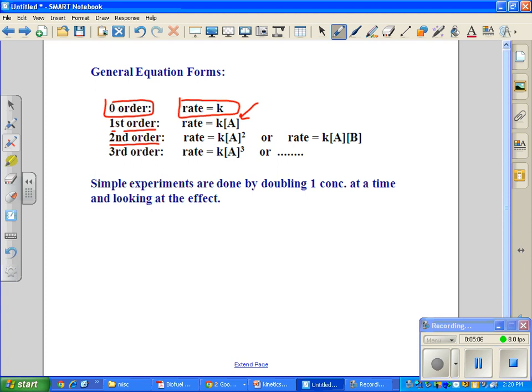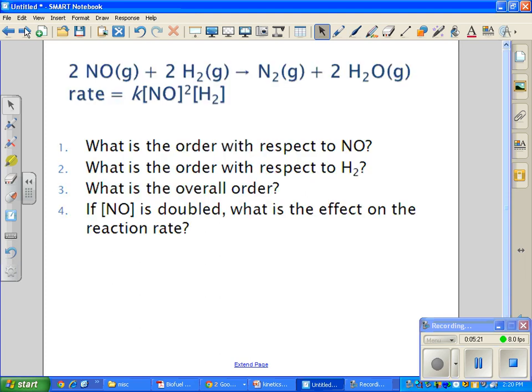Why is this a second order reaction? Well, A can be squared, or it can be first order with regard to A, and first order with regard to B would equal a second order reaction. Third order reaction, you could cube it, or you get the idea over and over. Why do we care about these in chemistry? Because we can basically, well, here's an example.